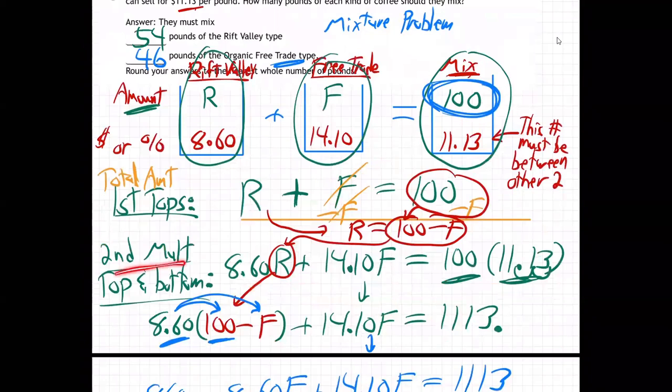And the second equation is found by multiplying top times bottom. You multiply top times bottom, that gives you money, right? 860 times R, that's how much all the Rift Valley coffee is worth. R pounds of coffee times 860 per pound, and then F pounds of free trade coffee times 1410 per pound adds up to be the total monetary value of the mix: 100 pounds of coffee at 1113 per pound.